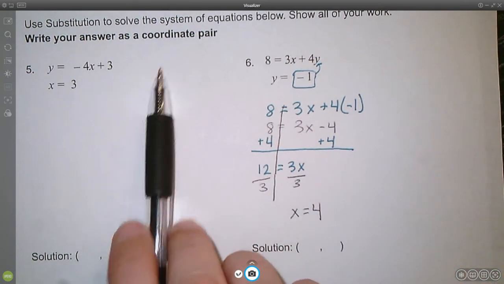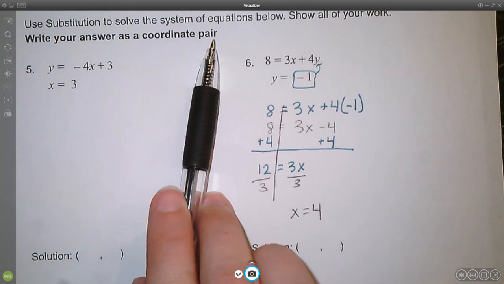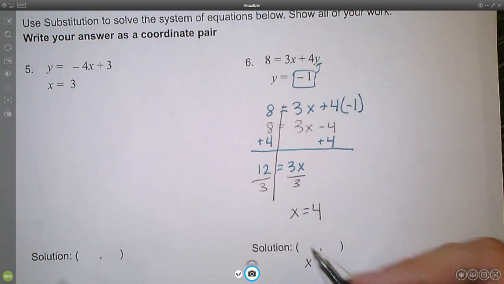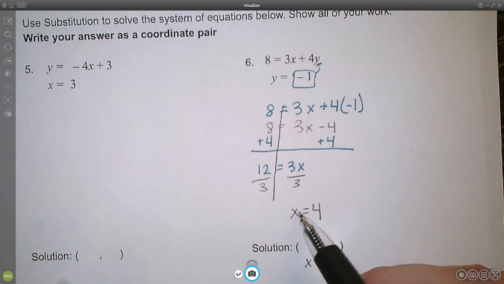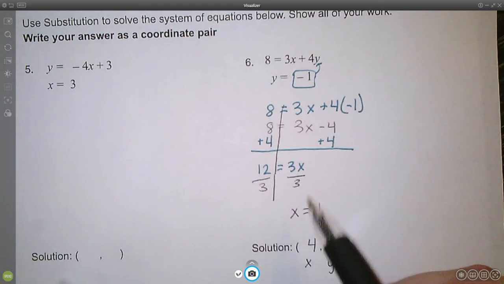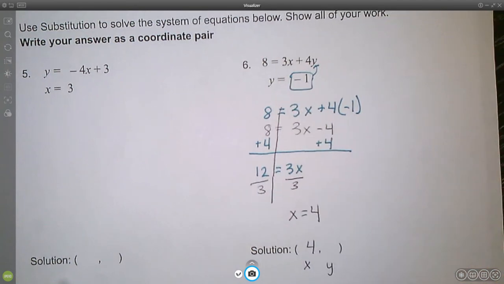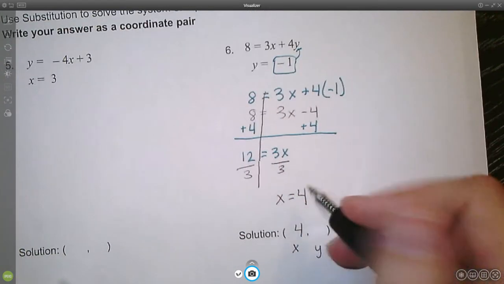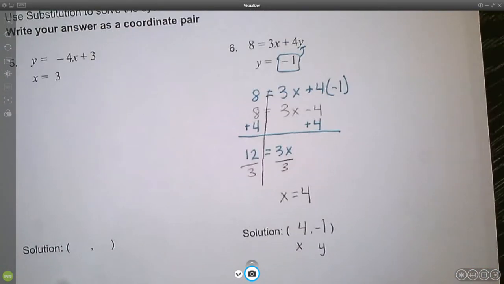Okay, so now remember, it says write your answer as a coordinate pair. So in this coordinate pair right here, remember this, the first one's your x, the second one's your y. Our x is 4. So now normally you take this 4 and you plug it back in for this x. But for this one, we don't have to because that already tells us what y equals. Well, y equals -1.